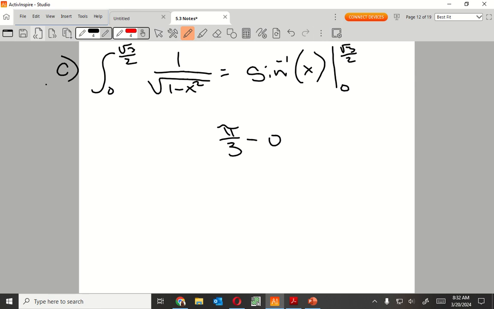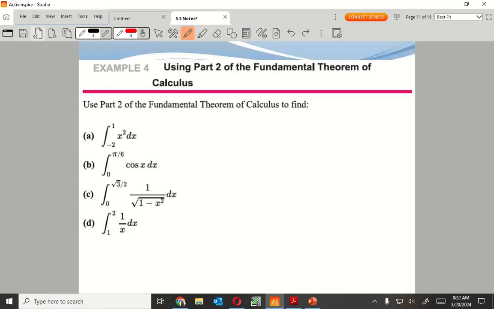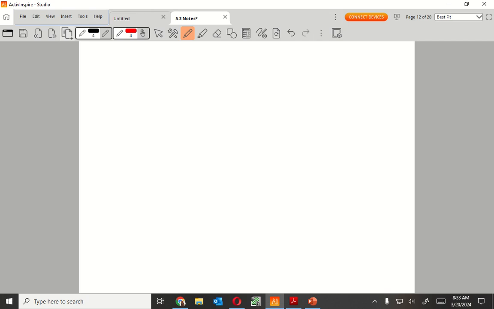And what was this one? C? Yeah. And last one is D. And that's going to be the last one for today. So from 1 to 2, 1 over x squared dx. Now, this is special. It is very special. And I'll show you why. This is going to be special because I'm going to rewrite this here.